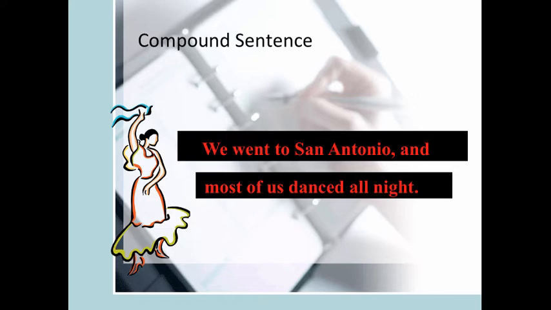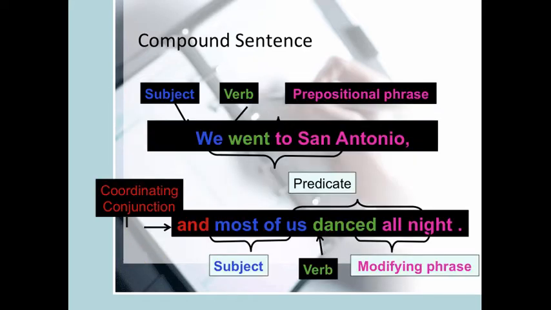We went to San Antonio is a complete thought, an independent clause. Most of us danced all night is also an independent clause because it is a complete thought. We went to San Antonio and most of us danced all night. Let's look at how this is broken up. We, the subject, the verb is went, to San Antonio, a prepositional phrase. We have a coordinating conjunction, and another subject, most of us, another verb, and another modifying phrase, danced all night.